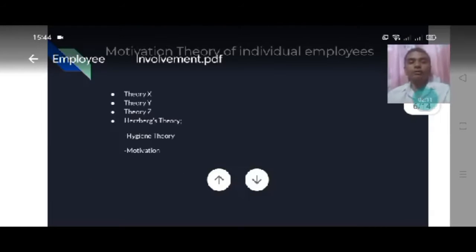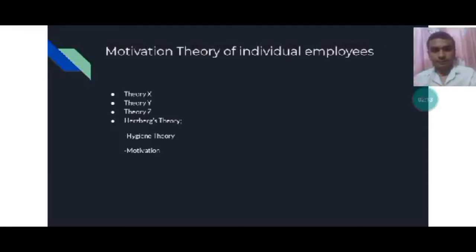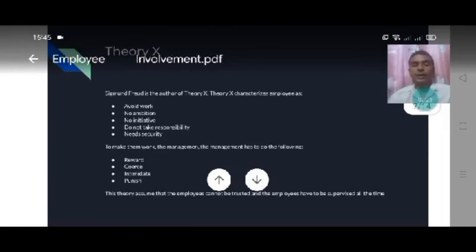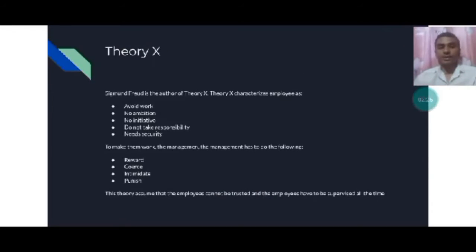Different theories of individual employees: Theory X, Theory Y, Theory Z, Herzberg's theory, and motivation. Theory X. Sigmund Freud is the author of Theory X.